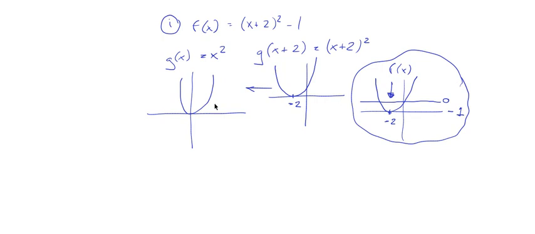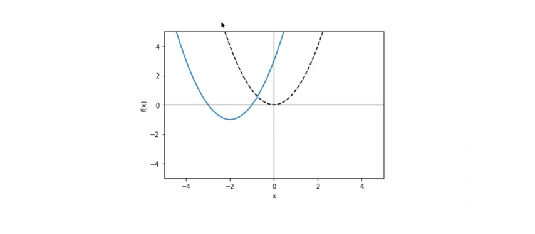Okay, this is the kind of thing you need to think about. You start with x squared, you shift it to the left, and then you shift it downwards. And so this is what it looks like. This is the original one, x squared, and then this is (x plus 2) squared, and then minus 1. And this point here is minus 2 and minus 1. Okay, cool. Now for the second one, f of x is the square root of 4 minus x.